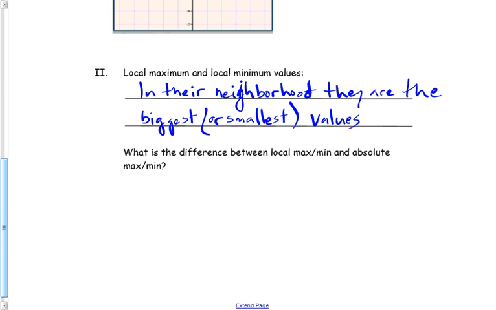Really, why do we distinguish between local maxes and absolute maxes? Because polynomial functions that are really cool might end up having multiple maxes and mins. There's a cool polynomial function that has a local max and an absolute max. Cool? Also has a local min. Good so far? Question?